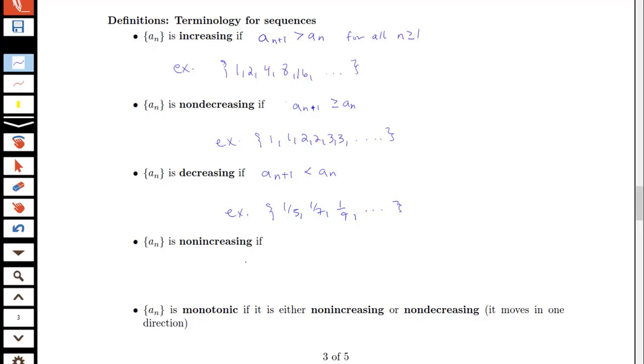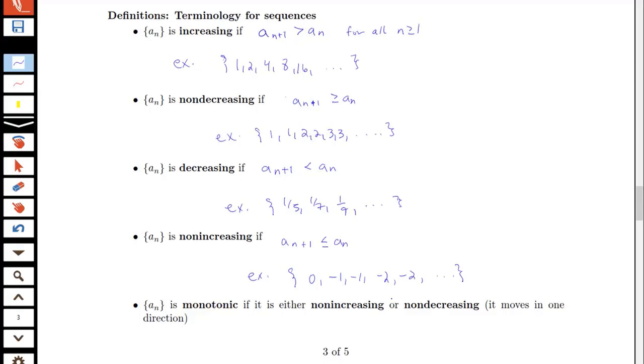We can also have a non-increasing sequence, where the next term is either equal to or smaller than the previous term. So you could have something like 0, -1, -1, -2, -2. So the next term in the sequence is either smaller than or equal to the previous term. Just being familiar with these definitions will be helpful as we make use of some of these properties in later theorems that we're going to learn to do with series convergence in particular.